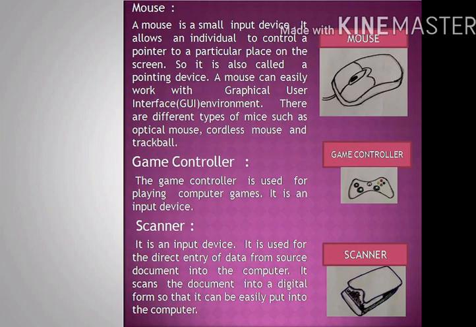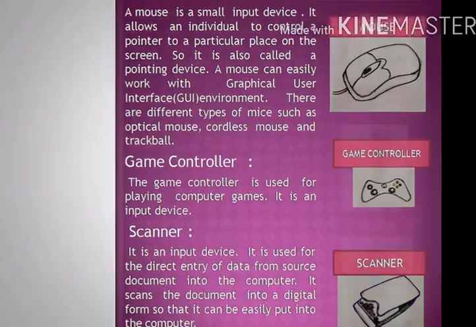Next is about game controller. The game controller is used for playing computer games. It is an input device. The next is about scanner. It is an input device. It is used for direct entry of data from a source document into the computer. It scans the document into a digital form so that it can be easily put into the computer.